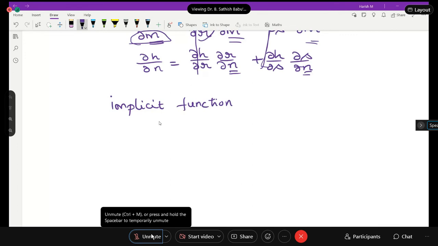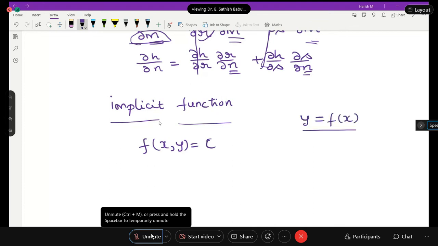Can somebody tell me what exactly that implicit function is? f of x, y equal to 0. One person told that f of x, y is equal to 0 or constant c. It's written like that when you cannot express one variable with respect to another.